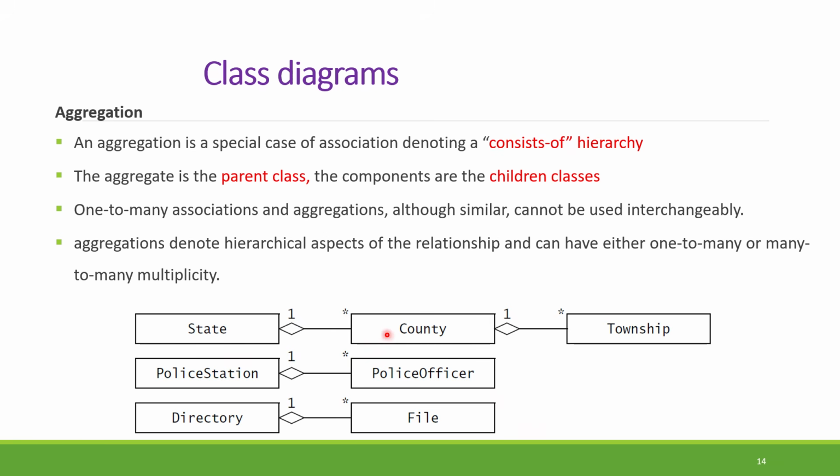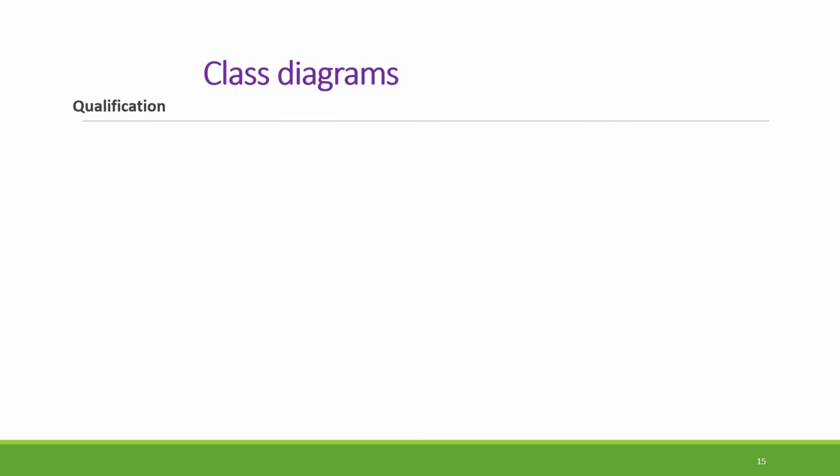Here, one country can have many cities, and one country can have many states. The opposite numbering can also be done. So here one police officer is represented, but there can be many police stations. In that way, aggregation means it's a group or collection of the states or the police stations. So one directory may contain multiple files.